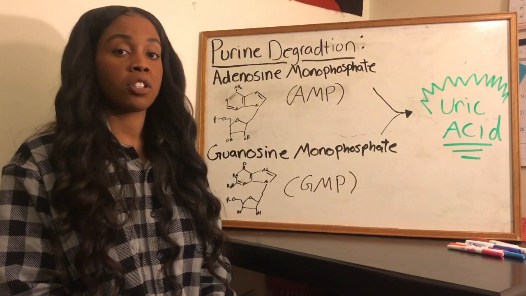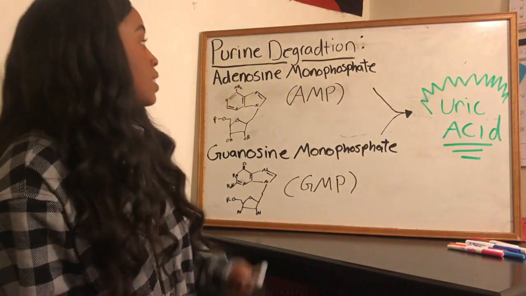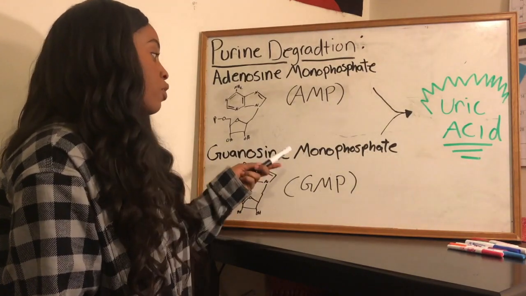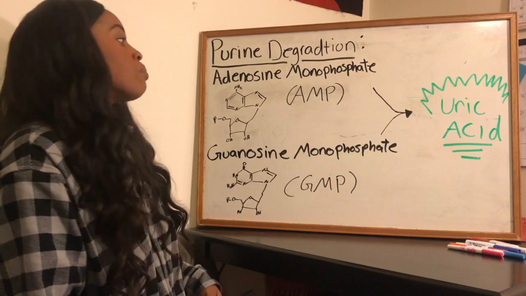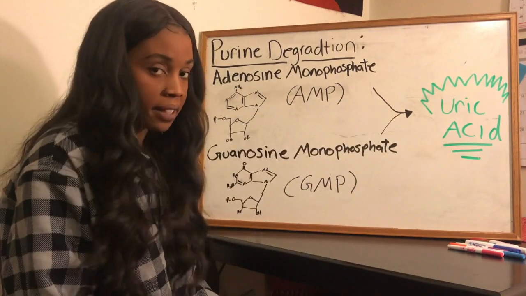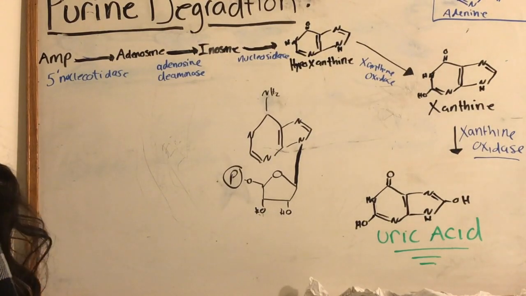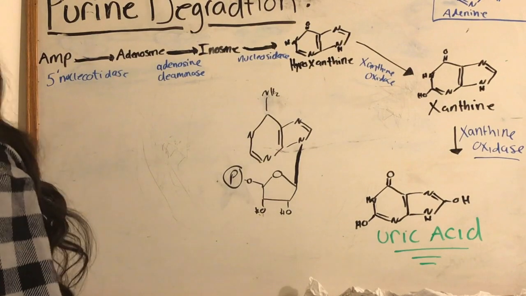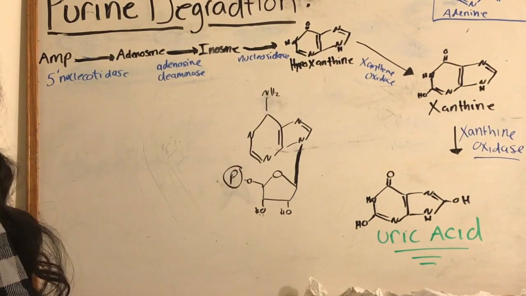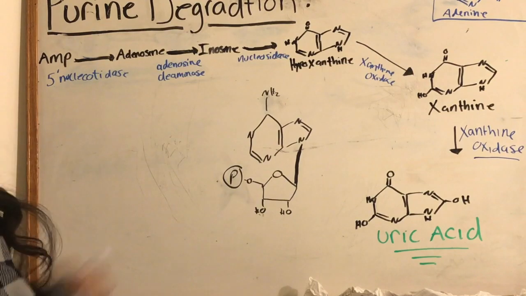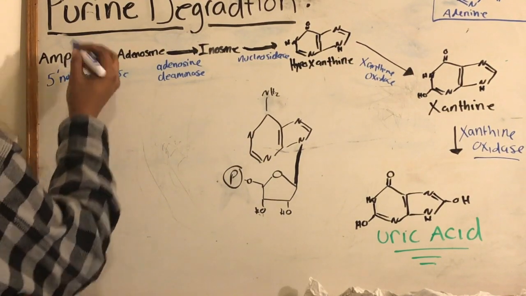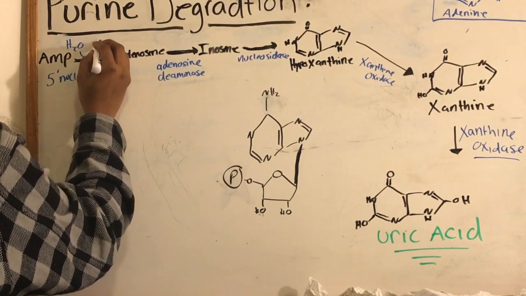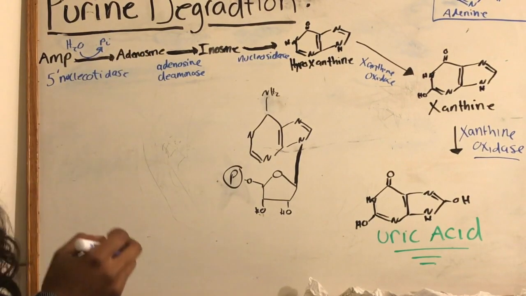So for purine degradation, we will observe how adenosine monophosphate, also known as AMP, and guanosine monophosphate, also known as GMP, are broken down to form uric acid. The first step in our catabolic pathway for AMP is to remove the phosphate group in the 5th position using the enzyme 5' nucleotidase, assisted with water to pop that phosphate group off.